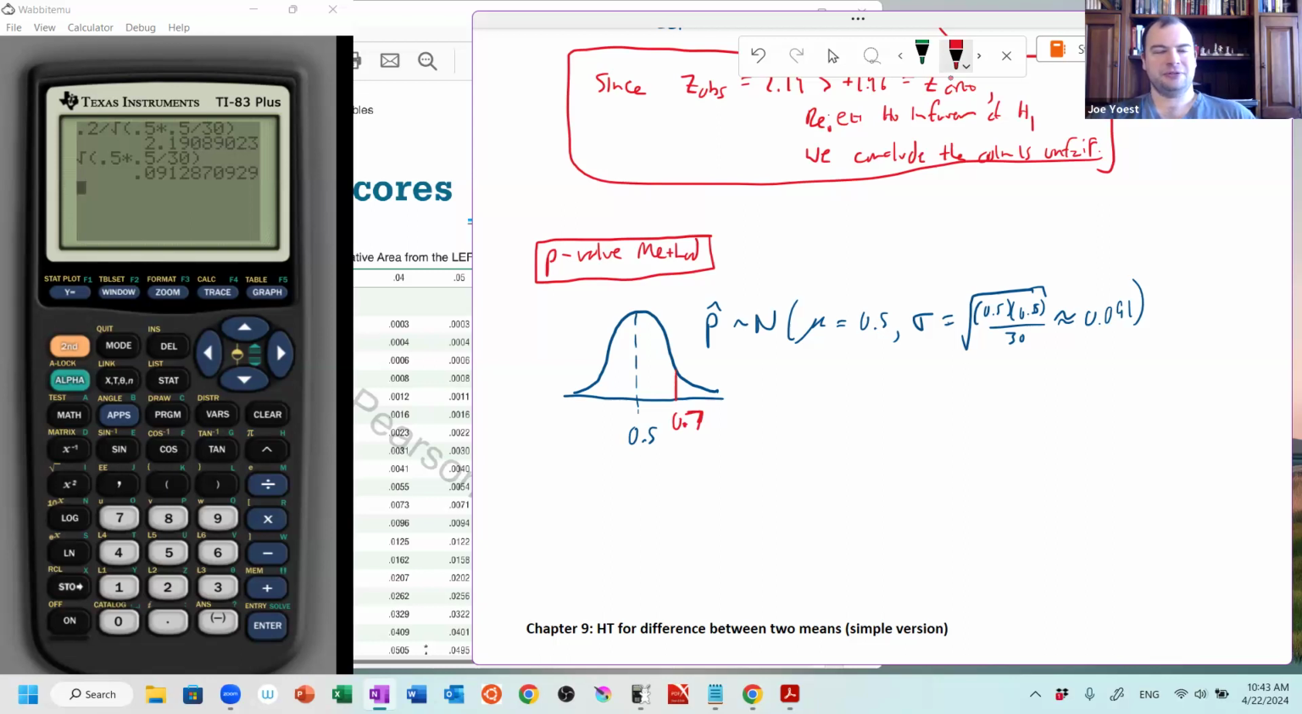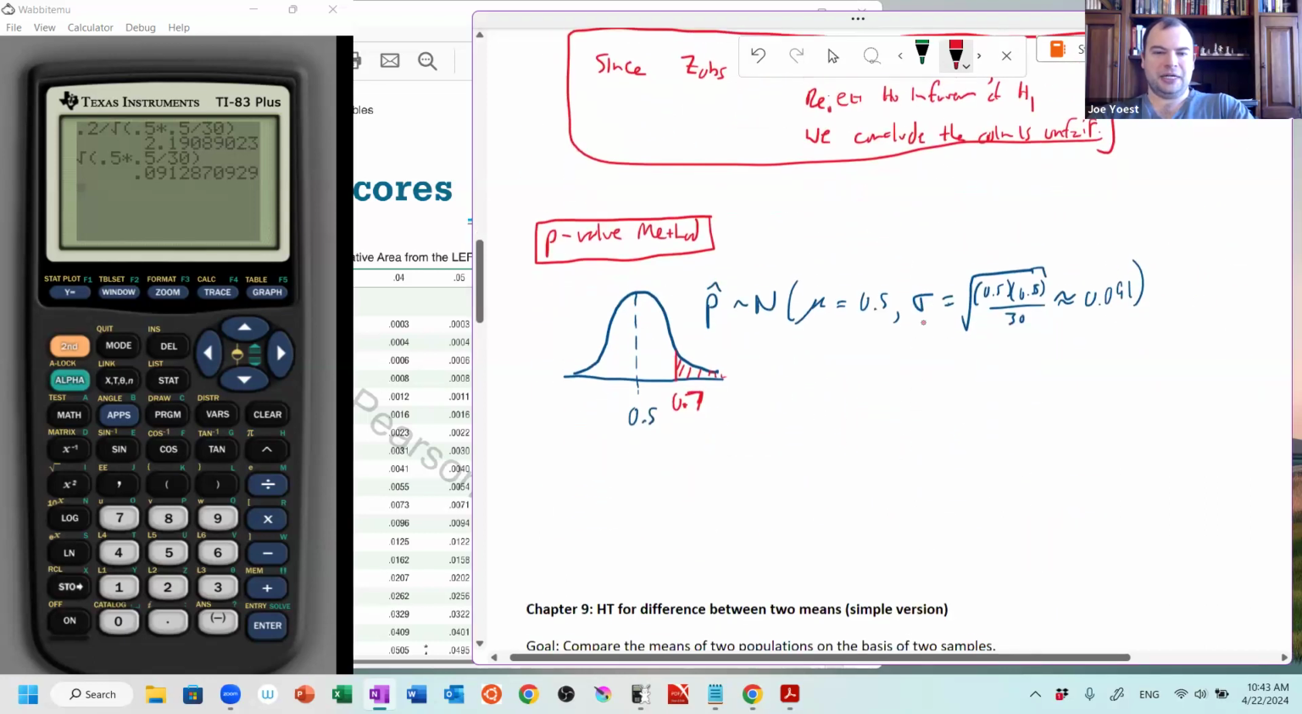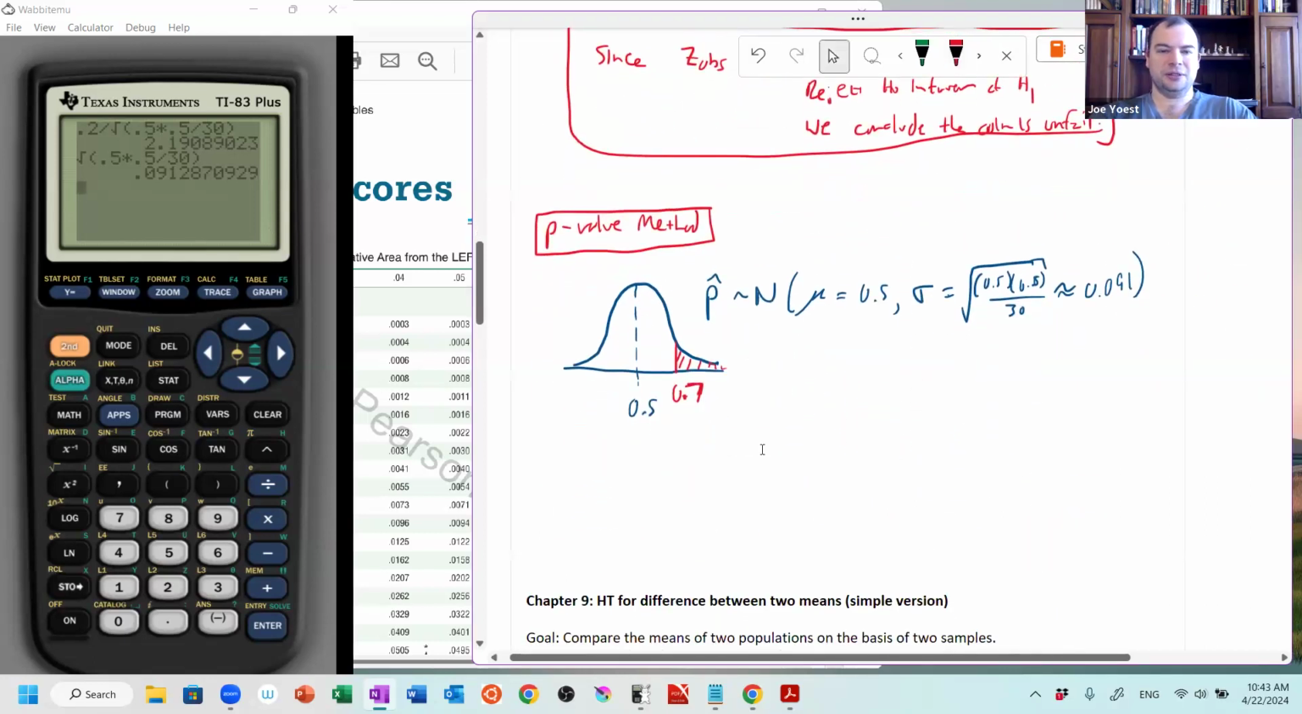If I were to reject for a sample that gave me a p hat observed of 0.7, I'd also reject for 0.71 or 0.72, anywhere further into this right tail. And any of those would be type 1 errors. I would be rejecting a true null by assumption. In this case, the null is true. If I reject it, I would be making a type 1 error. So this area in the right tail represents type 1 error.